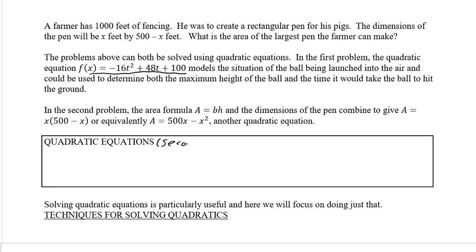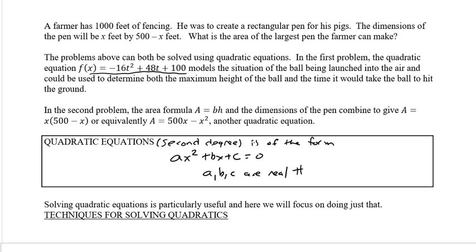So a quadratic equation, also known as a second degree equation, is of the form ax squared plus bx plus c equals 0. If it can be written in that form, it doesn't have to be in that form all the time, but if it can be written in that form, it's a quadratic equation. A, b, and c are real numbers, and a is not 0, because if a was 0, it would no longer be a quadratic equation.